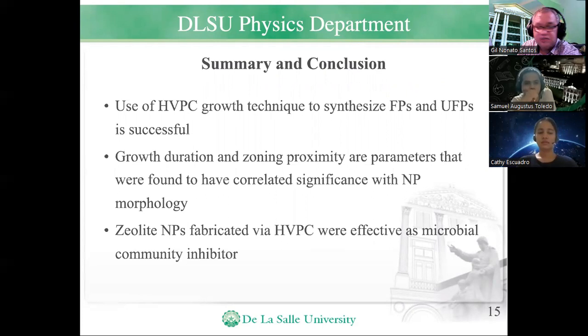In summary, we say that the HVPC growth technique was successful in synthesizing fine particles and ultrafine particles. The growth duration and zoning proximity are parameters that were found to be correlated with the significance of the nanoparticle morphology. And based on the aerobic plate analysis, it was shown that the zeolite nanoparticles were effective as a microbial community inhibitor.